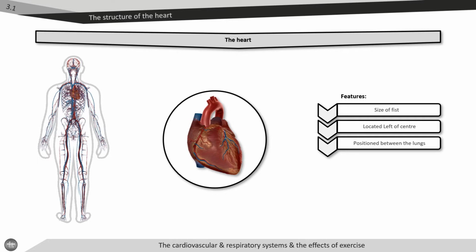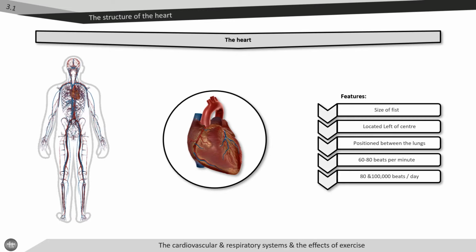The heart is a cardiac muscle, and it's a special kind of muscle known as the myocardium, which can only be found in the heart. An individual's resting heart rate, known as a resting pulse, varies from person to person and depends on factors such as age and fitness. A resting pulse typically ranges between 60 and 80 beats per minute, which is around 80 to 100,000 beats per day.